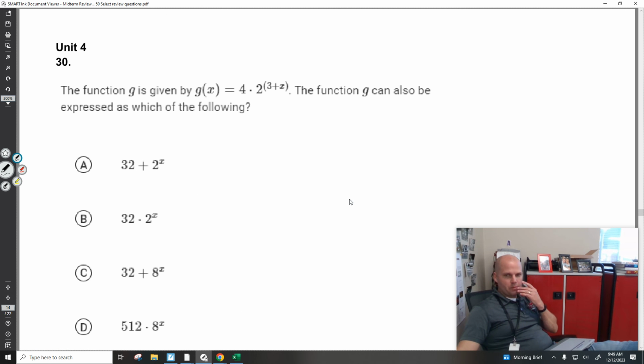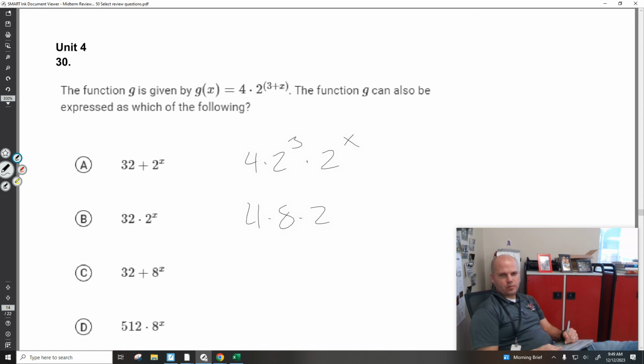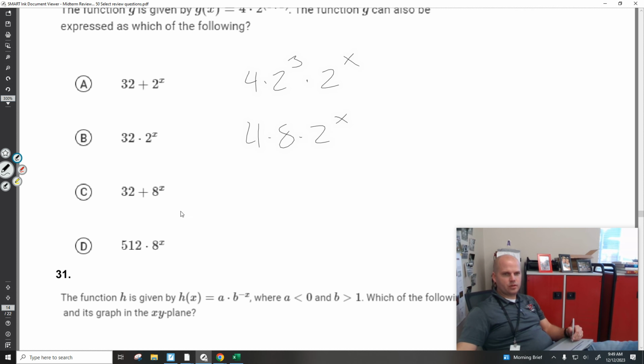All right, I'm running behind schedule, but we can do this. Exponent rules. If you have addition, it's the equivalent of having multiplication. 2 to the third times 2 to the x is 2 to the 3 plus x. That's 4 times 8 times 2 to the x. That's 32 times 2 to the x.